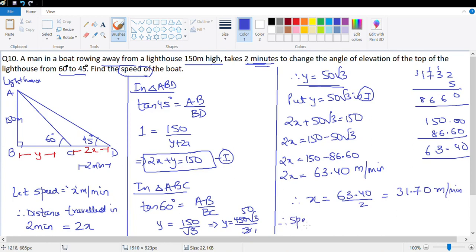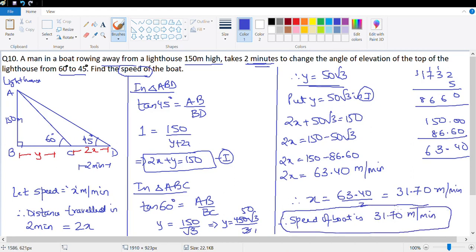Therefore, speed of boat is 31.70 meter per minute. Done. Let's move on to the next question. The next question that they want us to do, that we'll do, is question number 12.